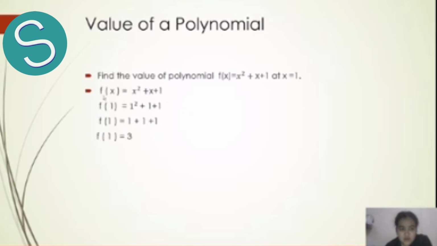So we will substitute a value of x in this polynomial. So f(1) will be 1 square plus 1 plus 1. So 1 plus 1 plus 1 is 3. So f of 1 is 3. So here you can see the value of this polynomial x square plus x plus 1 at x equals 1 is 3.